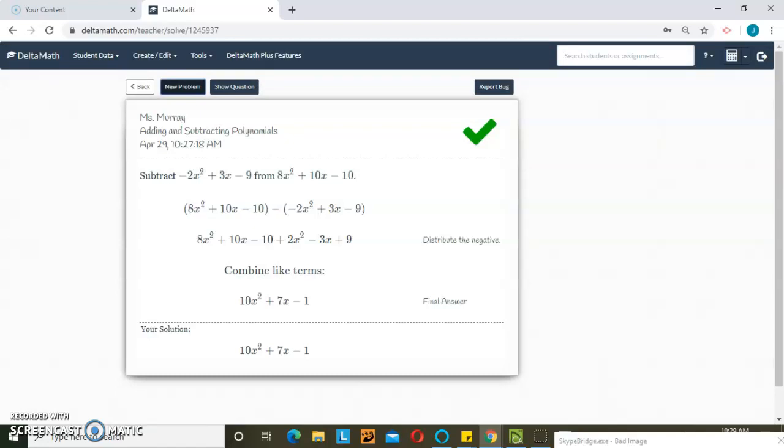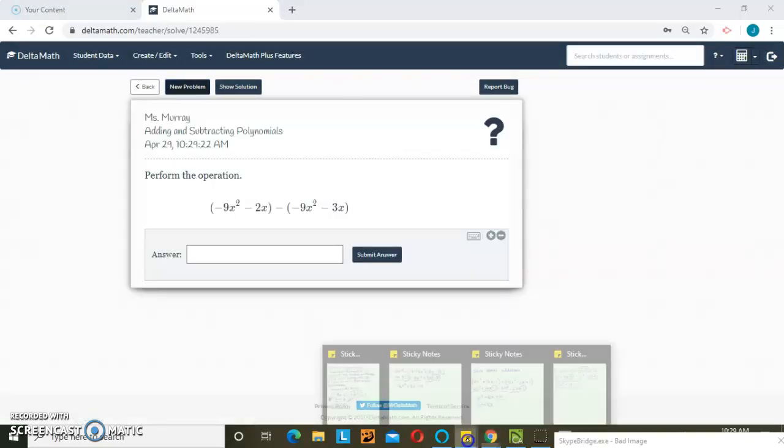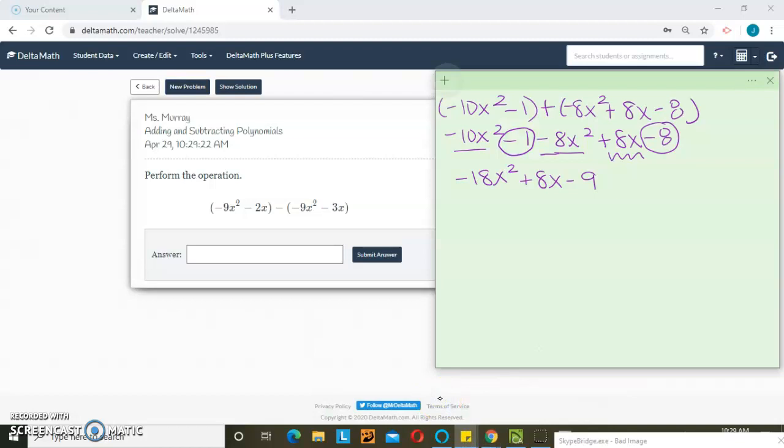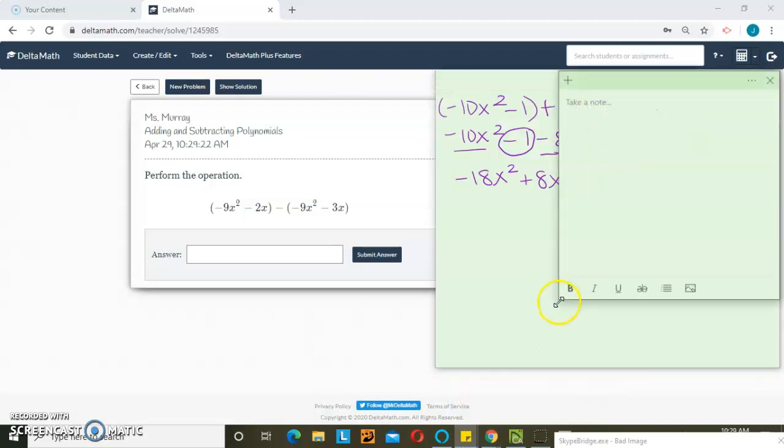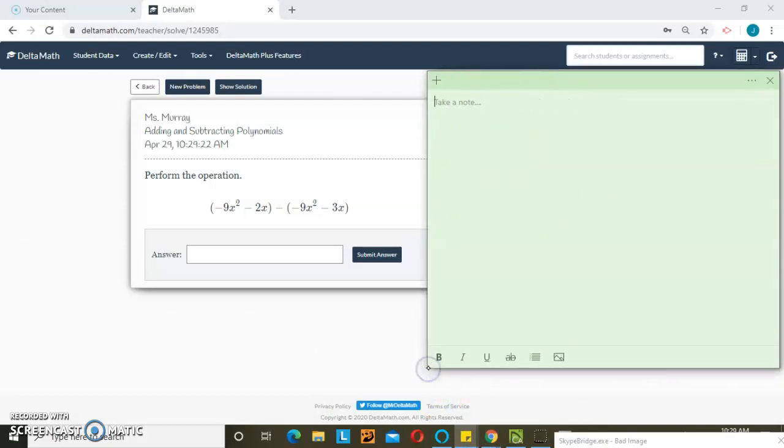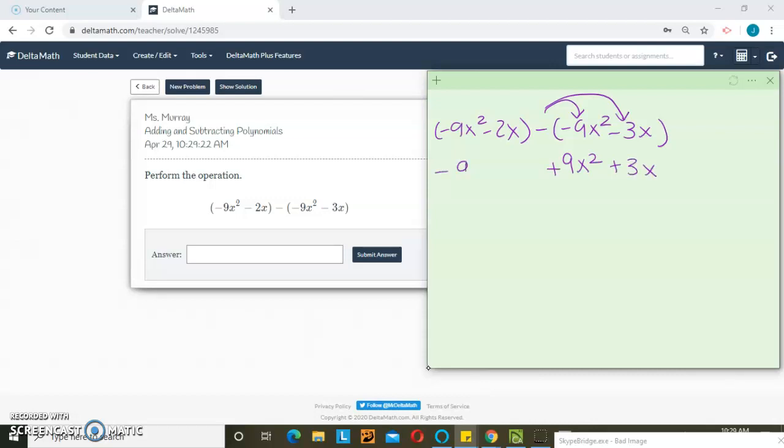All right, let's just do one more. Okay, this is another subtraction one. Usually students are very good with addition. It's subtraction that's a little bit tricky because you just have to remember to distribute that negative sign. So negative 9x squared minus 2x minus negative 9x squared minus 3x. Distribute that negative, and all it does is change the sign. So now it's going to be a plus 9x squared and a plus 3x that we're going to combine with negative 9x squared minus 2x.